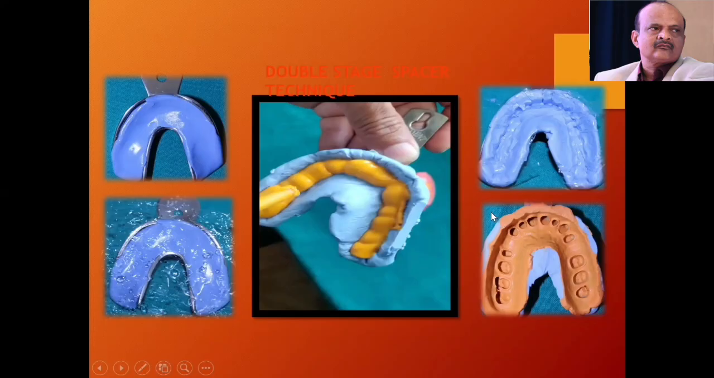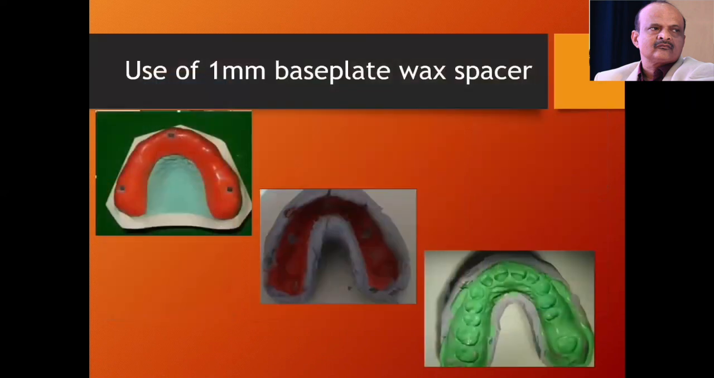But the disadvantage of this technique is there may be uneven thickness of the light body, as the spacer is 20 to 40 micron and it may be non-evenly distributed, causing some amount of defect in the impression. Then use of a 1 mm base plate wax spacer is recommended. You adapt a spacer with the stoppers at around 1 millimeter.